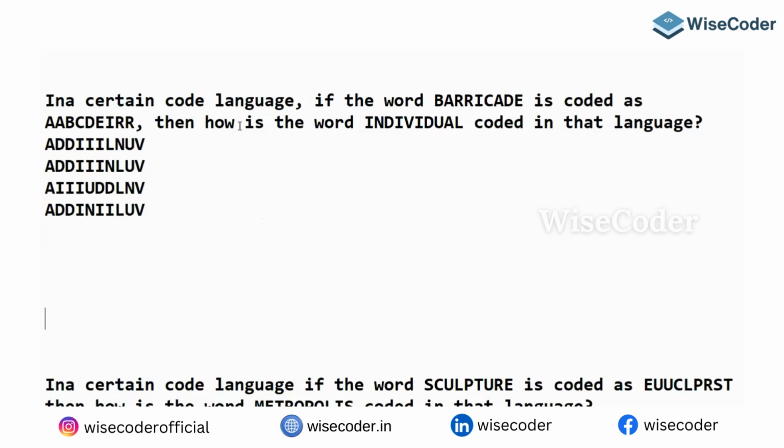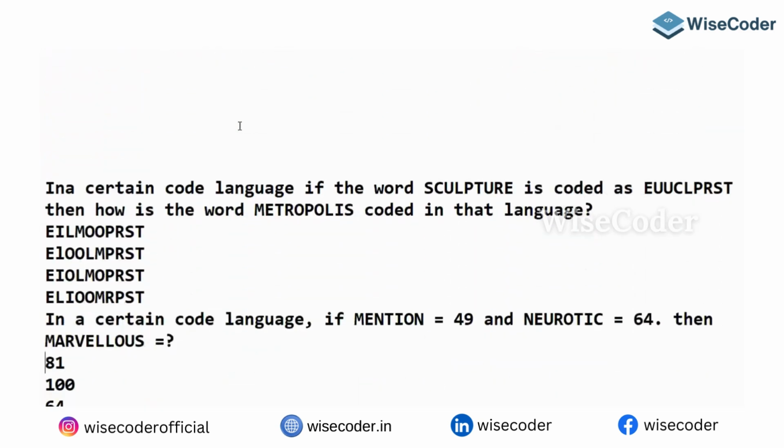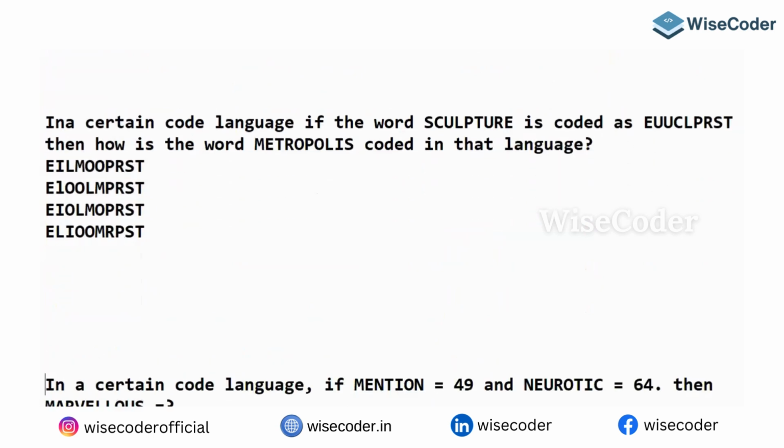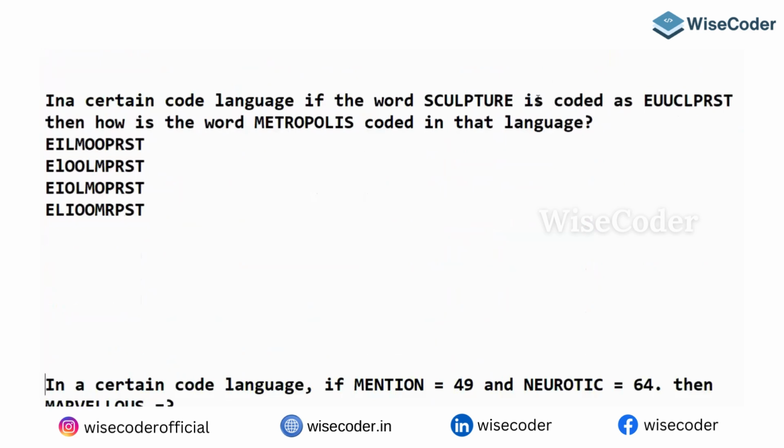In a certain code language, please try to solve this. EUUCLPRST. Please closely observe. E is the fifth letter, U is the 21st letter. So what are you getting? The logic here is what?